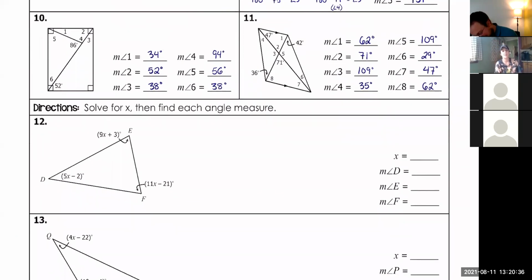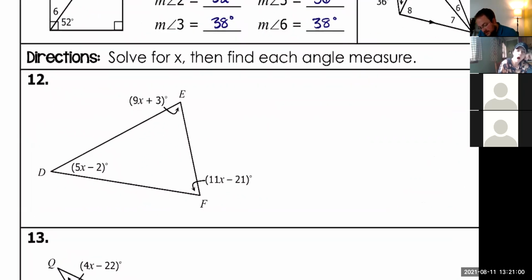All right. What I wanted to do is get down here and do 2 of these examples. I think I'm going to do 12 and 14. It's asking us to solve for x first, then find each of the angle measures that are listed there. So that's really all three angles in the triangle.